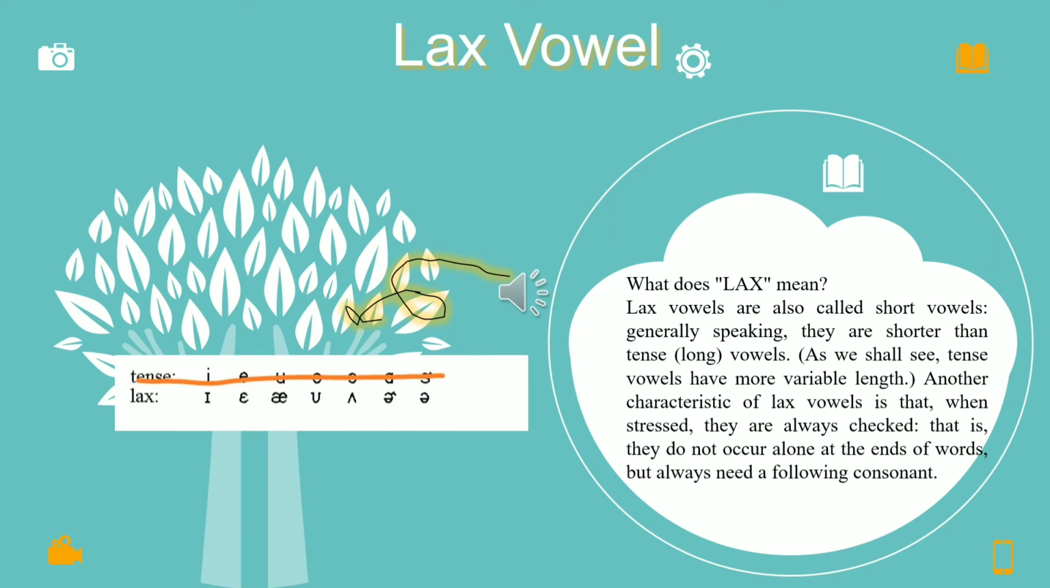Lax vowel. What does lax mean? Lax vowels are also called short vowels. Generally speaking, they are shorter than tense long vowels. As we shall see, tense vowels have more variable length. Another characteristic of lax vowels is that when stressed, they are always checked. That is, they do not occur alone at the end of a word, but always need a following consonant. The example: ɪ, ʊ, ʌ, ɒ.